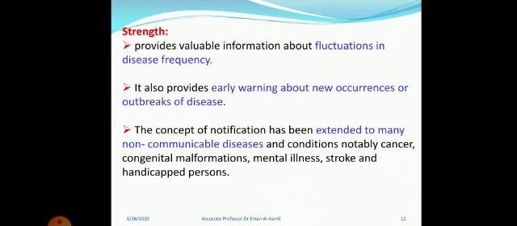There are special centers to improve the health status of the population by promotion and prevention, also for non-communicable diseases such as cancer, congenital malformation, mental illness, stroke, and handicapped persons. Especially in developed countries, there are a large number of non-communicable disease centers to prevent the occurrence of these malformations, congenital malformations, mental illness, or handicapped persons.